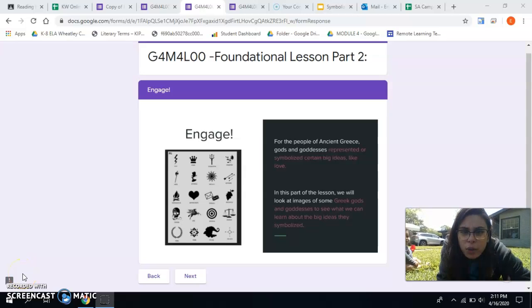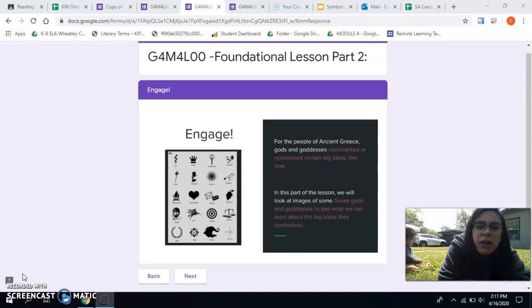Alright, Kipsters, so we are going to go over the engaged portion of the lesson. In this part of the lesson, it says, for people of ancient Greece, gods and goddesses represented or symbolized certain big ideas like love. In this part of the lesson, we will look at images of some Greek gods and goddesses to see what we can learn about the big ideas they symbolize.